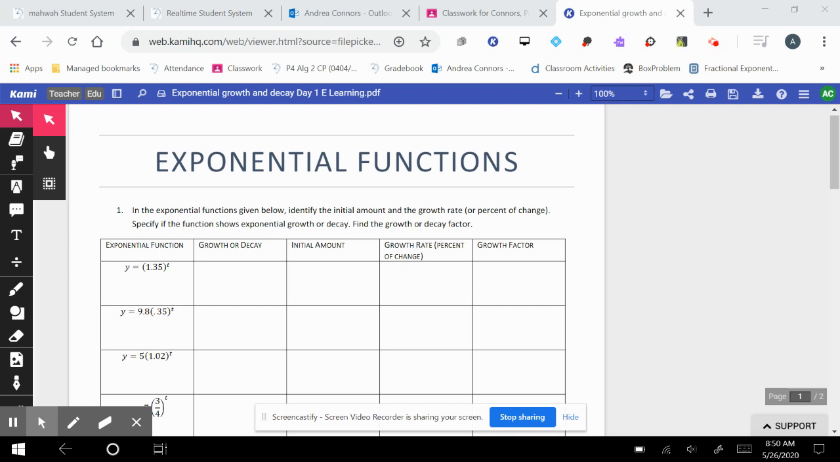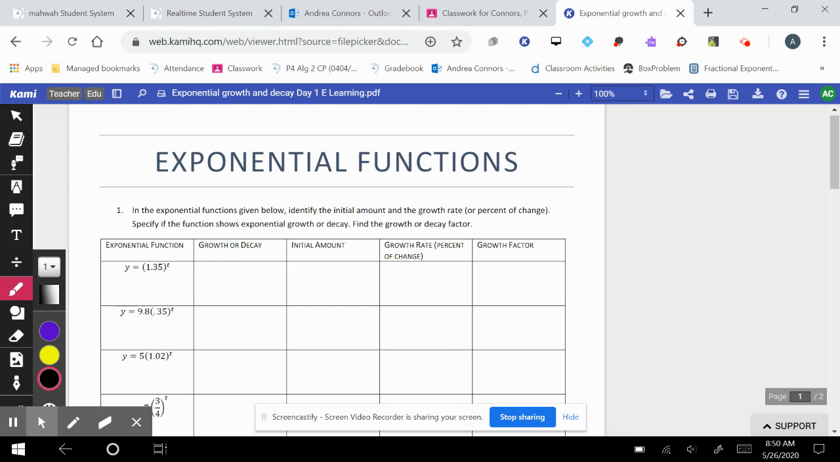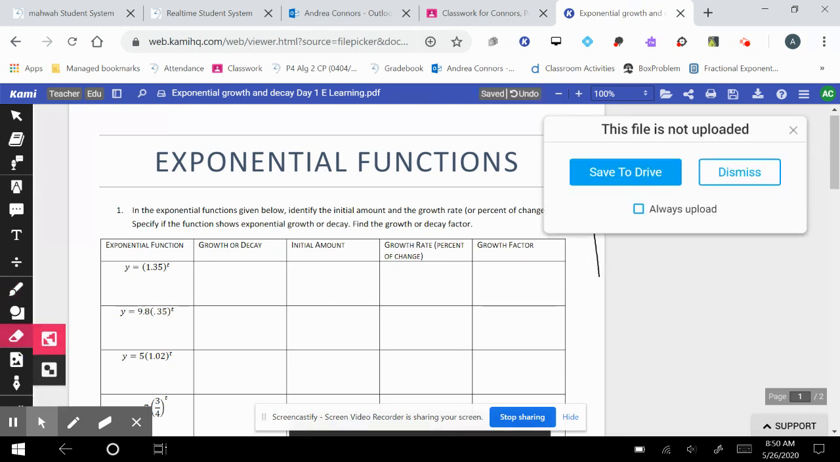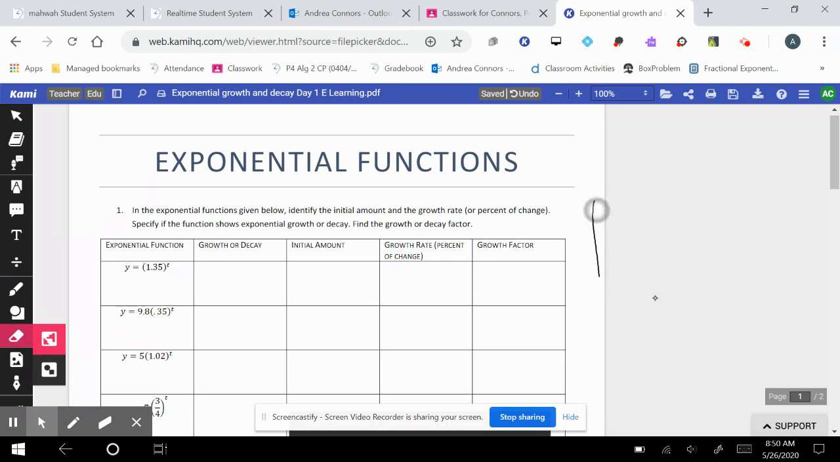Good morning, everyone. So last class, you watched a video that overviewed everything we're going to learn on exponentials. So today we're really going to focus on one part, which is exponential functions in terms of growth and decay. So pretty much what we're going to decide with these over here is whether they are growth or decay.